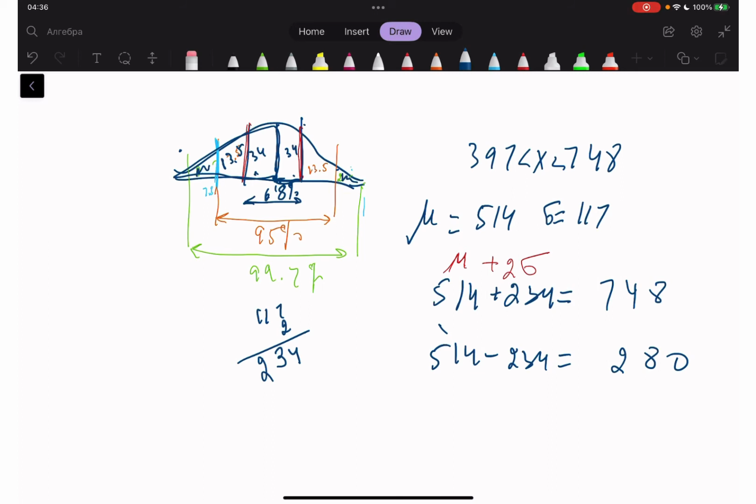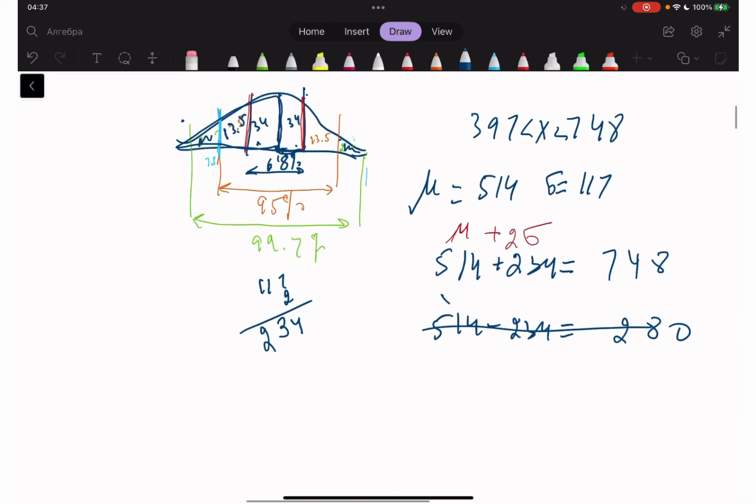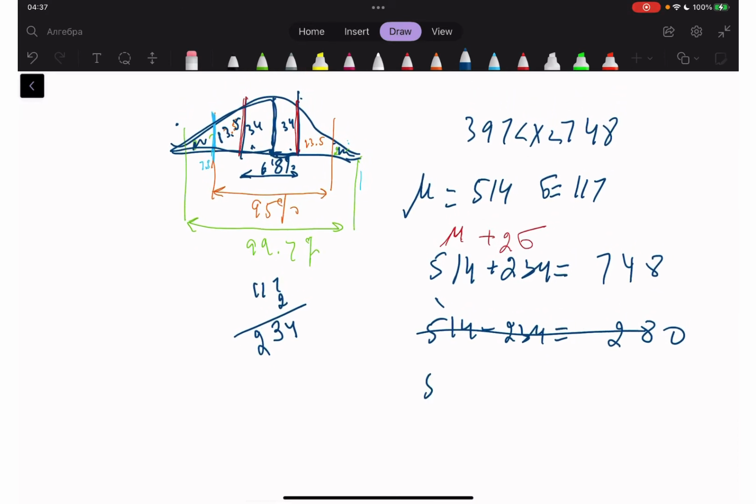So now I'm scratching this and doing 514 minus 1 standard deviation, which is 117. Let's see, 14 minus 7 is 7, 10 minus 1 is 9, 4 minus 1 is 3. There we go. So what do we have?